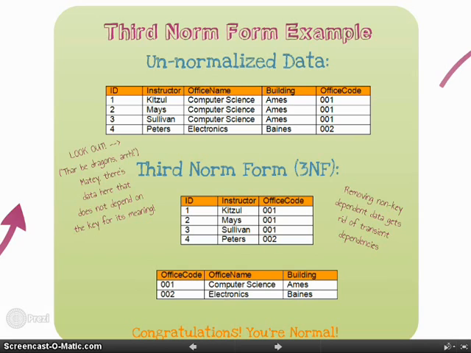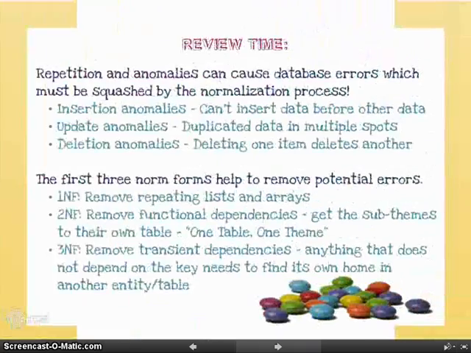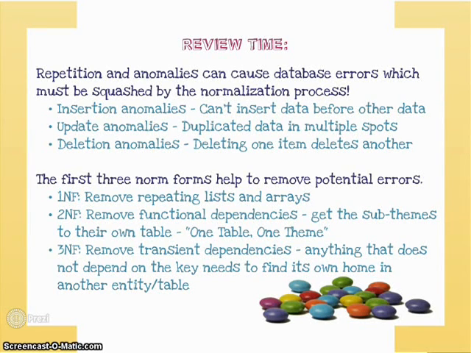So congratulations, you've made it through first, second, and third norm form. So what do we do from here? Let's take a look for a moment at what we've already covered. First off, repetition and anomalies cause errors in your database. And errors in your database can mess up your data integrity, so you really need to get rid of them. We took a look at 3 different anomalies that can add errors to your database: insertion, update, and deletion. We also talked about the first 3 norm forms and how they can remove errors.